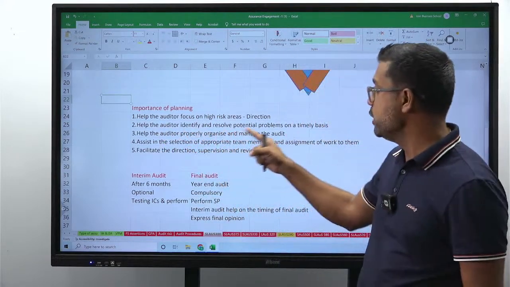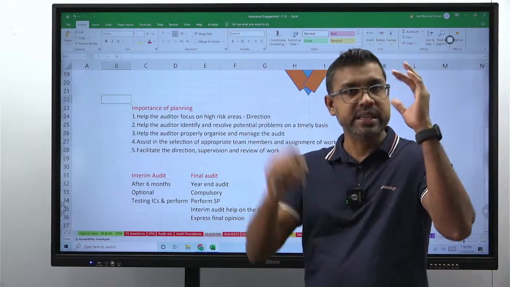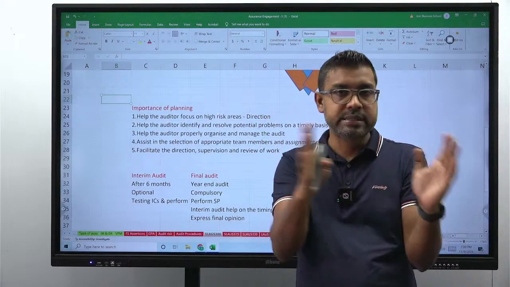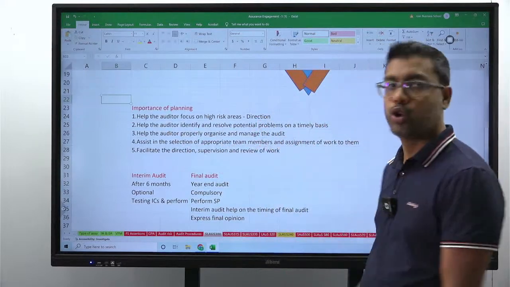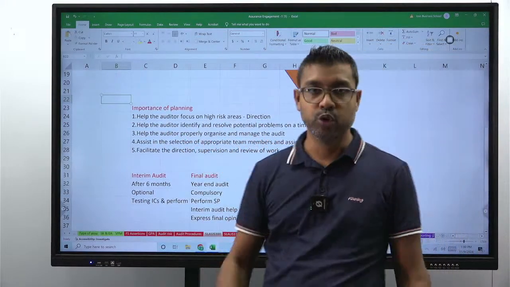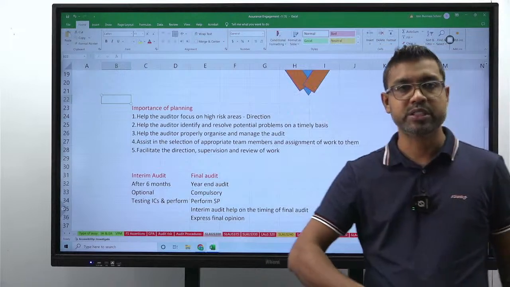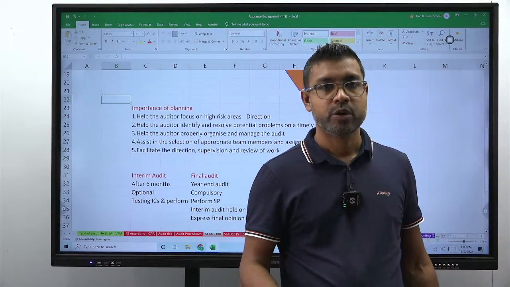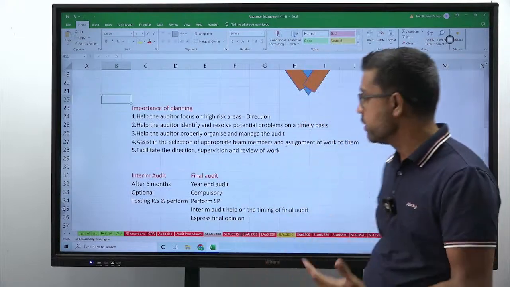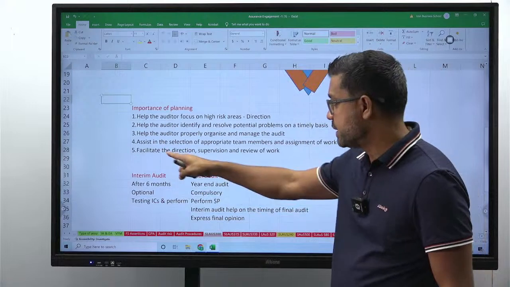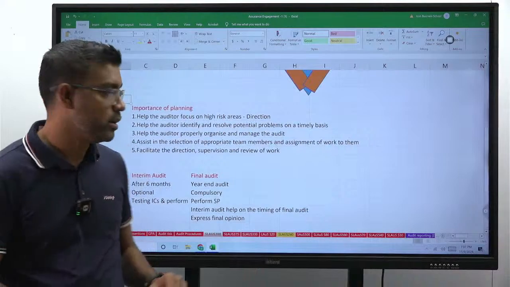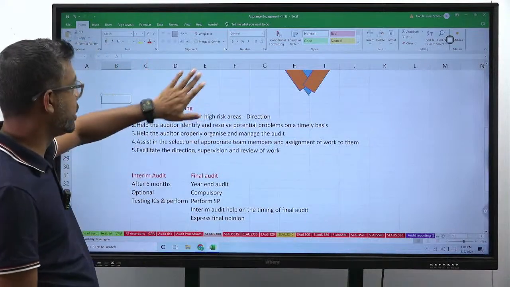It helps auditors to properly organize and manage the audit. You know the high risk areas, you have identified the relevant expert that you need, you have determined the nature of risk assessment and further audit procedures, so it helps to organize the audit properly. It assists in selecting appropriate team members assigned to the work. Do we need an expert? Do you need a professional valuer? Do we need a tax expert? Do we need a person to audit IFRS, SLFRS 9? It helps you to determine that. It also facilitates direction, supervision and review work. So this is the importance of planning.